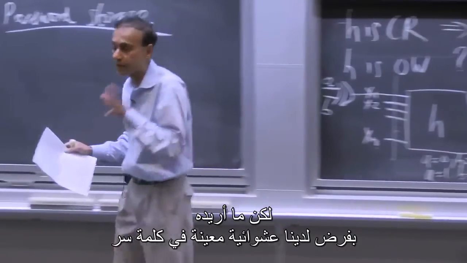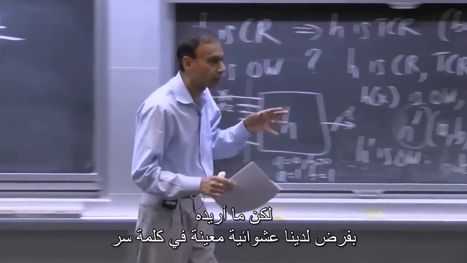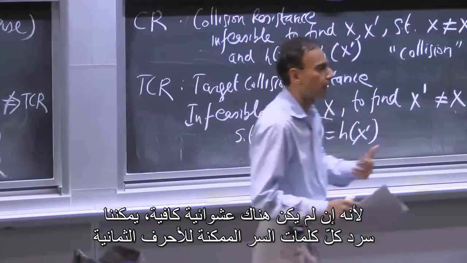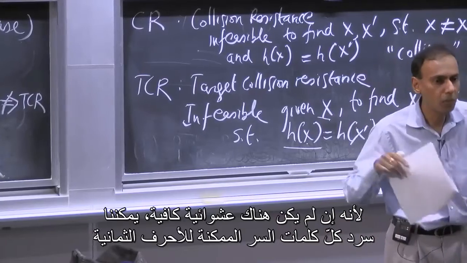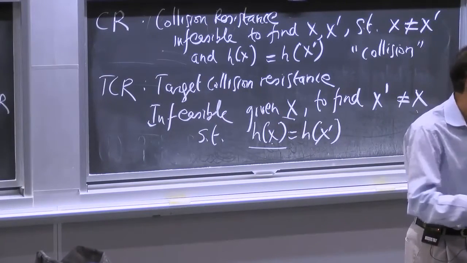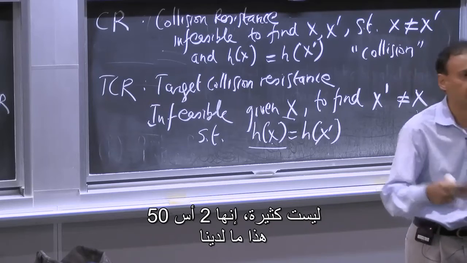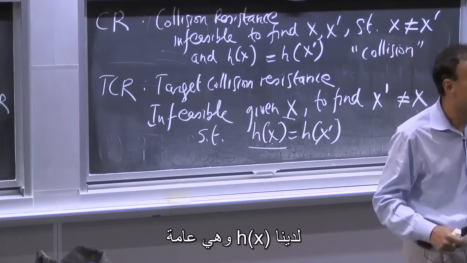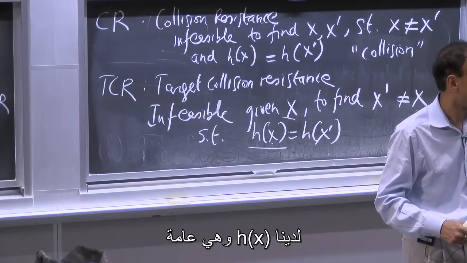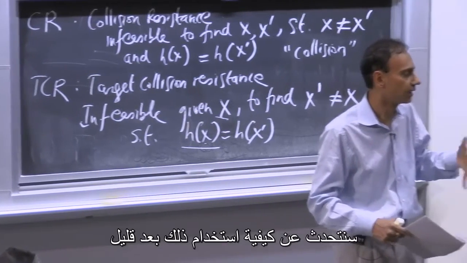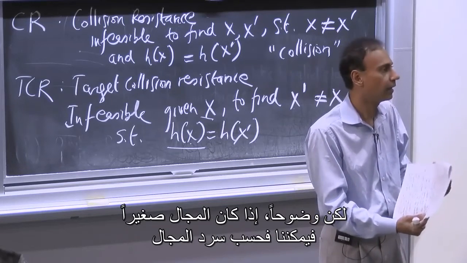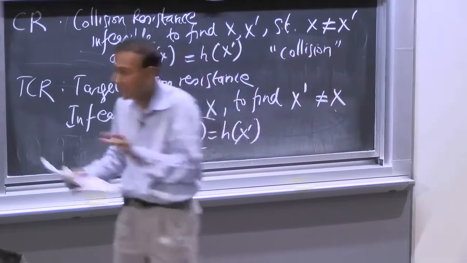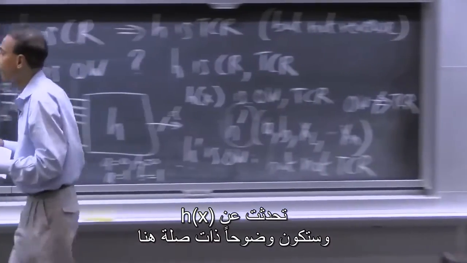But what I want is, assuming you have significant entropy in your password, because otherwise, if there's not enough entropy, you can just enumerate all possible passwords of 8 letters, and it's not that much. It's 2 raised to 50, what have you, and none of these properties matter. You have your h of x. It's public. We'll talk about how we use that in a second. But clearly, if the domain is small, you can just enumerate the domain, right? So keep that in mind. I talked about h of x, and it's obviously going to be relevant here.